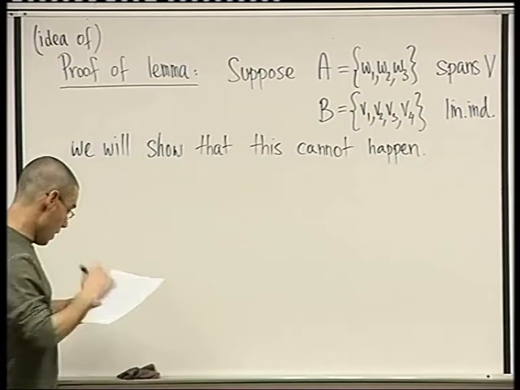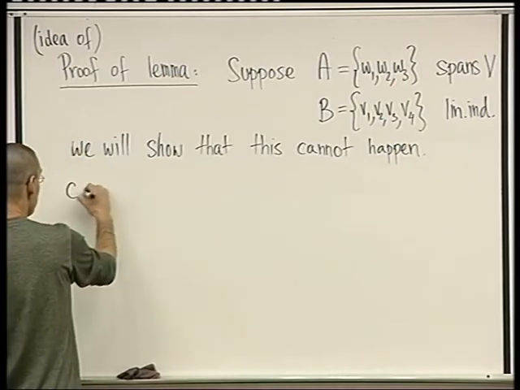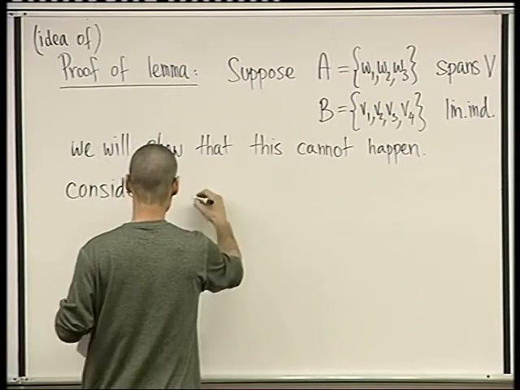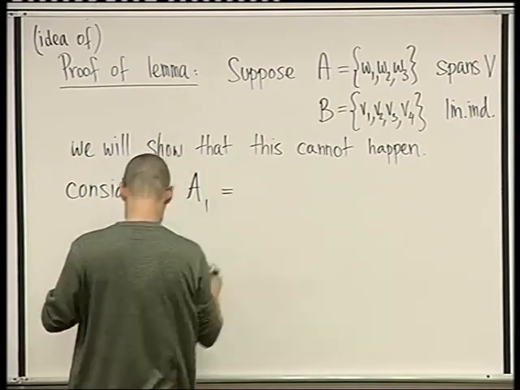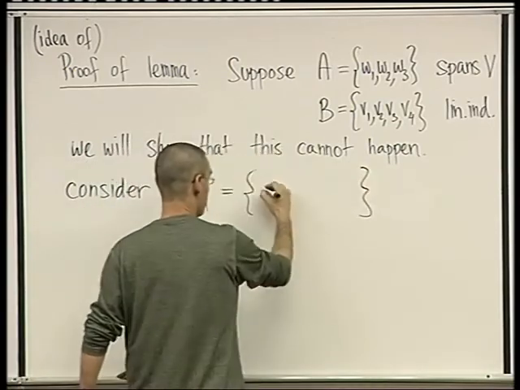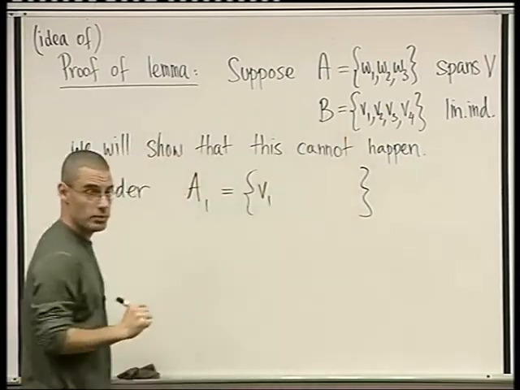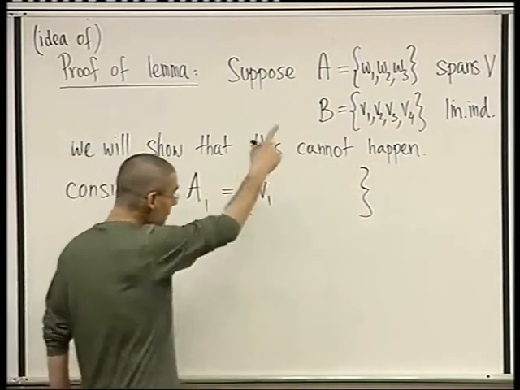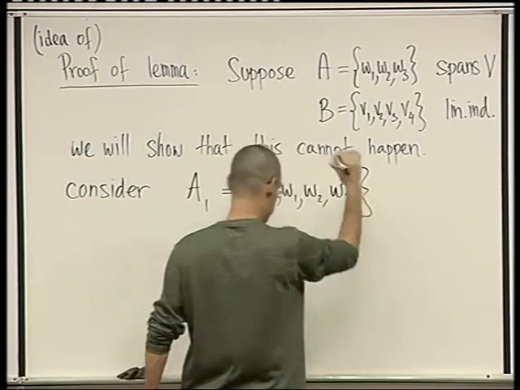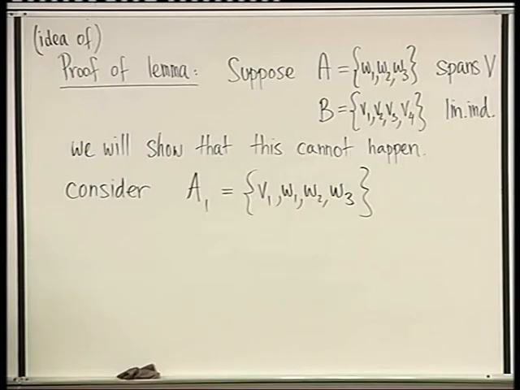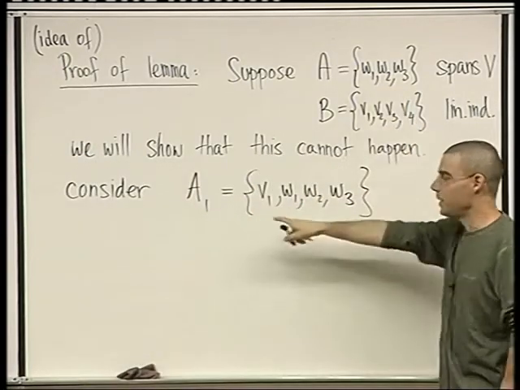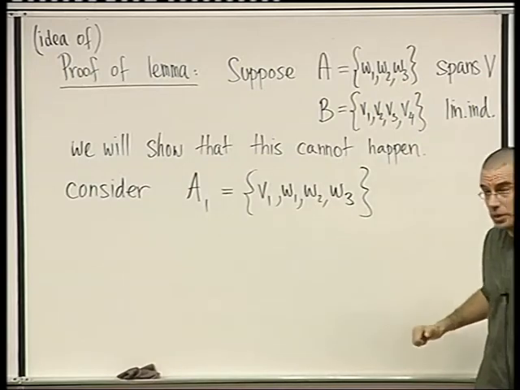Okay, so consider the following set. Let's call it A1. A1 is a set containing four vectors. The first one is v1, which I'm taking from B, and then I'm going to take all the w's, w1, w2, and w3. This is A1. You can see the exchange. You can see that B just contributed an element to A. That's the reason for the name.